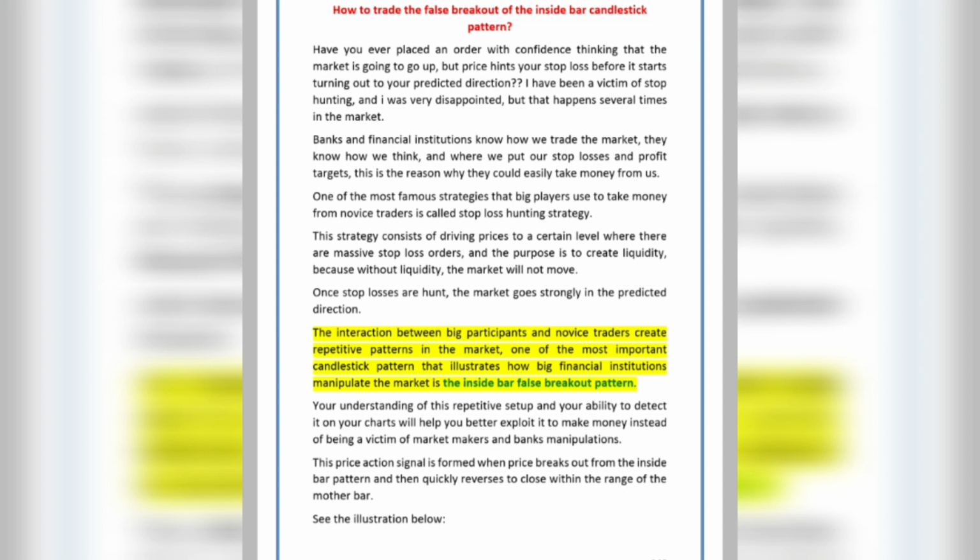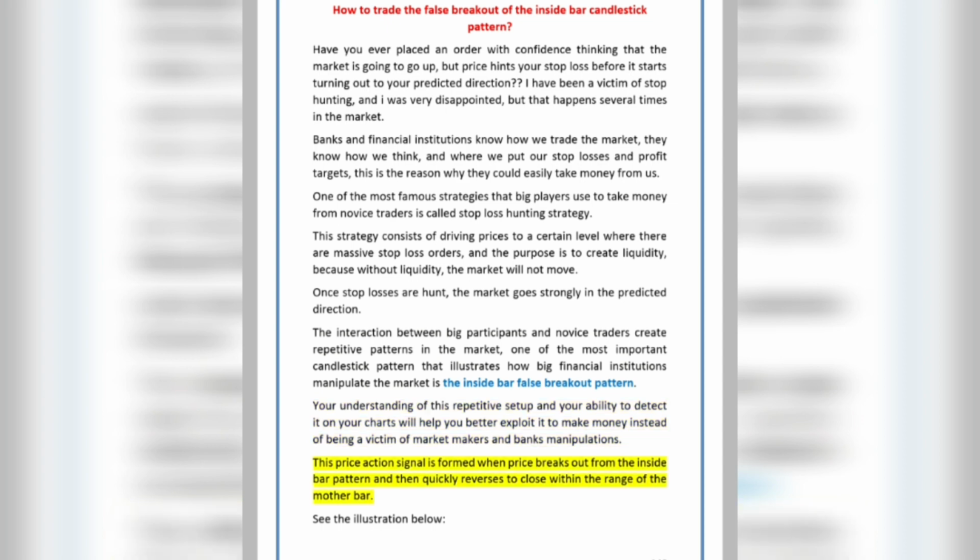The interaction between big participants and novice traders creates repetitive patterns in the market. One of the most important candlestick patterns that illustrates how big financial institutions manipulate the market is the inside bar false breakout pattern. Your understanding of this repetitive setup and your ability to detect it on your charts will help you better exploit it to make money instead of being a victim of market makers and banks' manipulations.